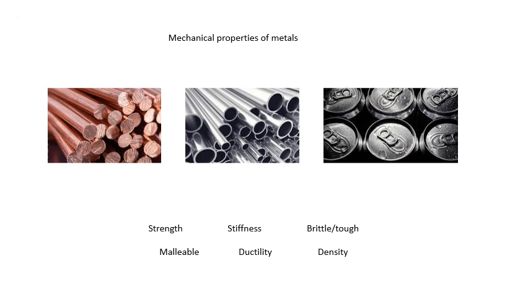There could be a question: what does strength mean? What does stiffness mean? There are three metals here. It'll be mostly talking about metals: copper, steel, aluminium. You need to know what these words mean: strength, stiffness, brittle or tough, which is the opposite, malleable, ductile, and density as well, which we're going to talk about.